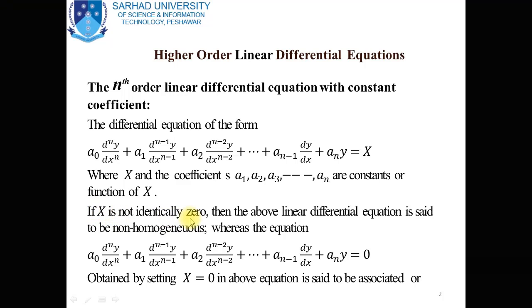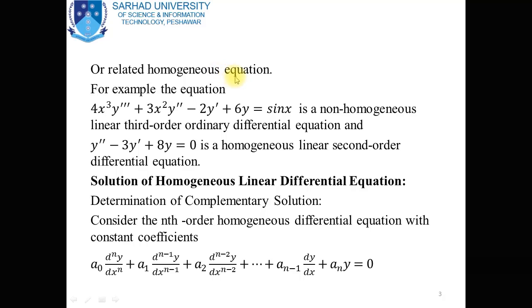If X is not identically 0, then this linear differential equation is said to be non-homogeneous, whereas the equation a0 dⁿy/dxⁿ plus a1 dⁿ⁻¹y/dxⁿ⁻¹ plus a2 dⁿ⁻²y/dxⁿ⁻² plus and so on, plus an-1 dy/dx plus an y is equal to 0, obtained by setting X equal to 0 in this higher order linear differential equation, is said to be the associated or related homogeneous equation.